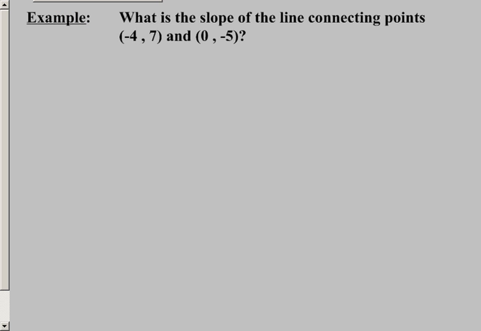Okay, let's look at another one. What is the slope of the line connecting points (-4, 7) and (0, -5)? Going to move through this one a little bit more quickly.